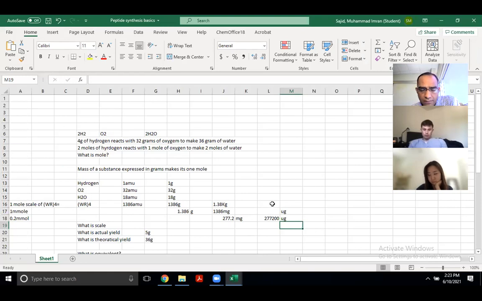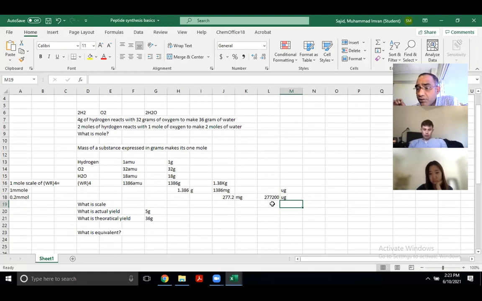In the case of oxytocin, what I'm trying to say is that we need a very little amount of the peptide that we actually need to administer to the patient. So we don't need to synthesize 1.38 kg of the peptide. We actually synthesize at 0.2 millimole scale, or 0.3 millimole scale, or 0.1 millimole scale. But if I ask you what scale is, you should know what I mean by scale.